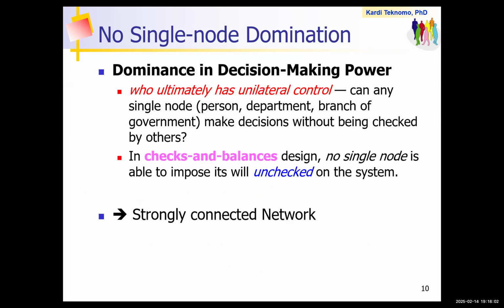Remember, we don't have single node domination. Why? Because if a single node, say it represents a person, department, branch of government, or whatever agent, can make decisions without being checked by the others, that is dictatorship, and it is not allowed. There must be check and balance. We don't want a system that is unchecked, right? In that case, we need to create a strongly connected network.